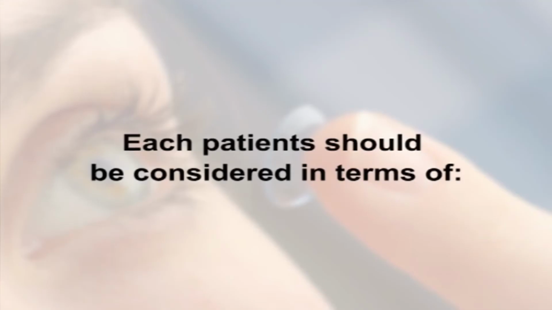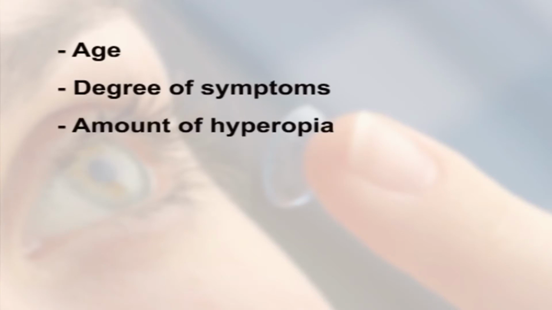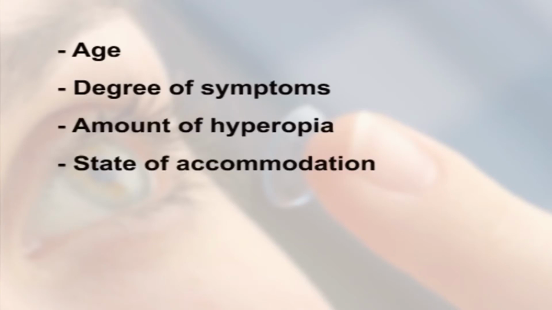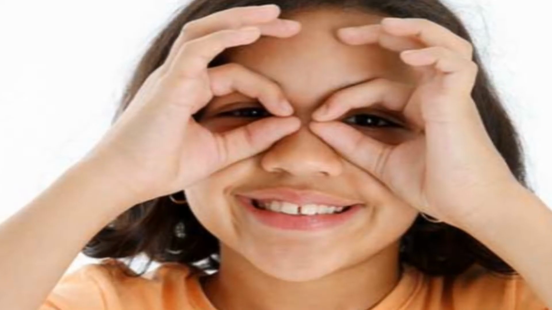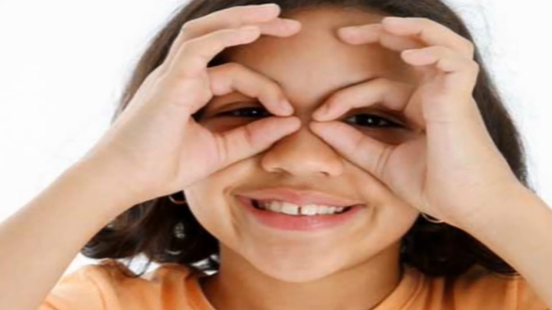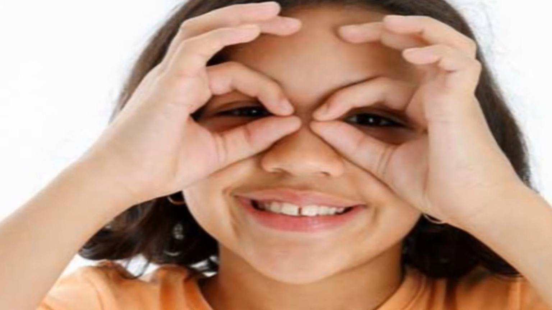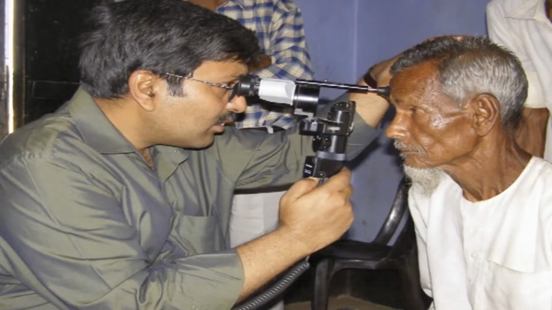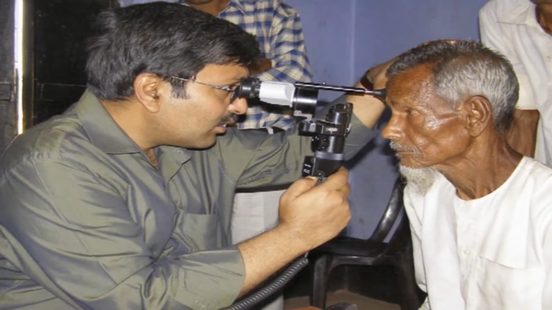Each patient should be considered in terms of age, degree of symptoms, amount of hyperopia, state of accommodation, visual acuity, and the efficiency during the performance of visual tasks. Young children may not need any corrective glasses. The eye may grow with age and reduce the incidence of hyperopia. The goals of treatment are to reduce accommodative demand and to provide clear, comfortable vision and normal binocularity.